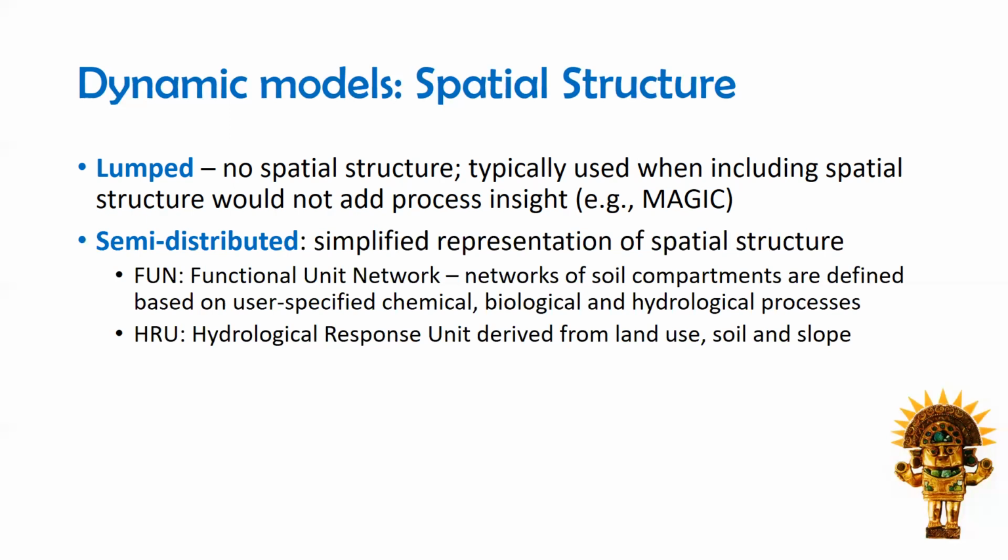There are two terms that you should be aware of for semi-distributed modeling. The first of these is the functional unit network. It says that the building block in a semi-distributed model should be a soil compartment that can be defined based upon its chemical, biological, and hydrological processes. In reality, it should also probably be based upon the management that is applied to the soil, as for example, with at least nutrient modeling, whether a parcel of land is arable or pasture can have significant implications for the nutrient or pollutant fluxes out of that part of land.